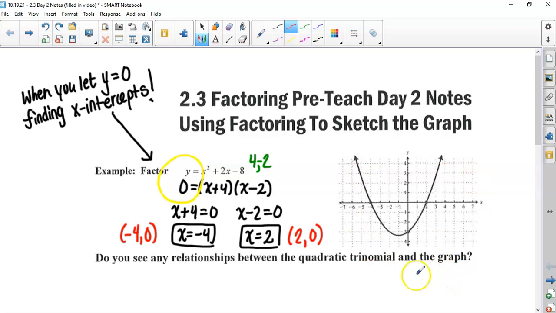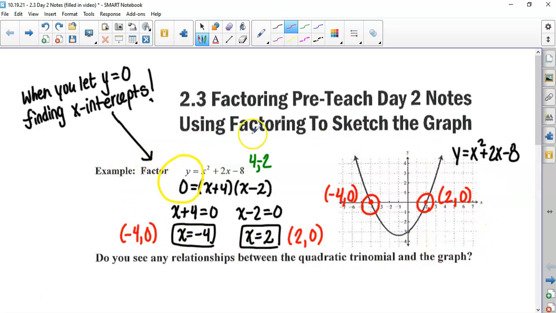Here on the right is the graph of y equals x squared plus 2x minus 8. And the question says, do you see any relationships between the quadratic trinomial and the graph? Look at the factored form x plus 4, x minus 2 that led to our x-intercepts, and check it out. Here's the graph crossing at negative 4, and here's the graph crossing at 2. And that is an awesome little preview of today's learning in one place.